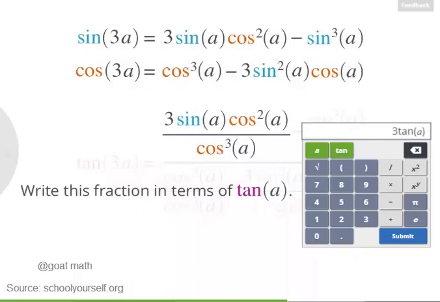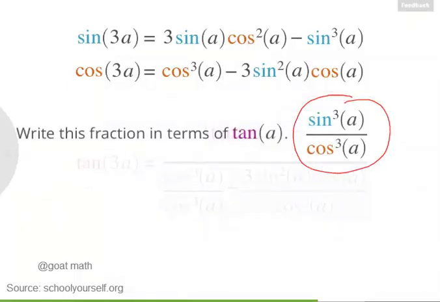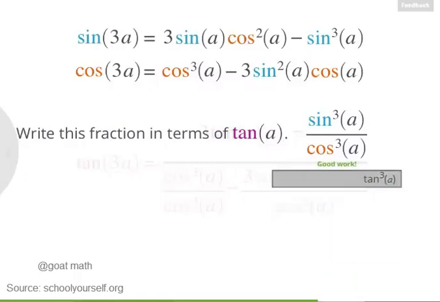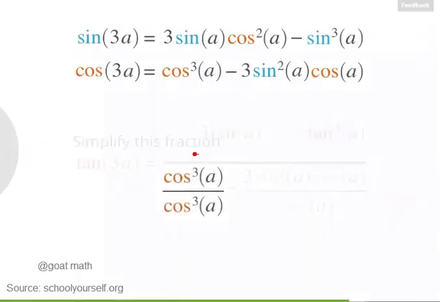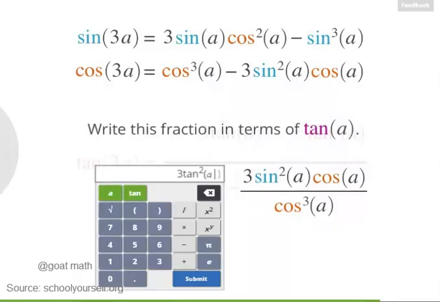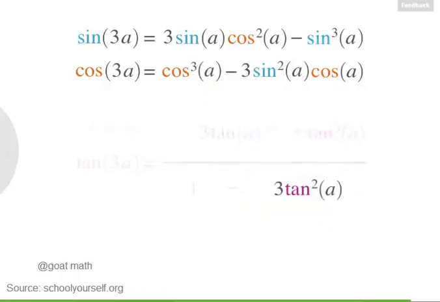Right, this is 3 tan A. Next, how can you rewrite this fraction in terms of the tangent of A? Right, this is the same as tan cubed of A. And what's this fraction down here equal to? Exactly, it's 1. Last fraction. How can you rewrite this one in terms of tan A? Right, it's 3 tan squared A.